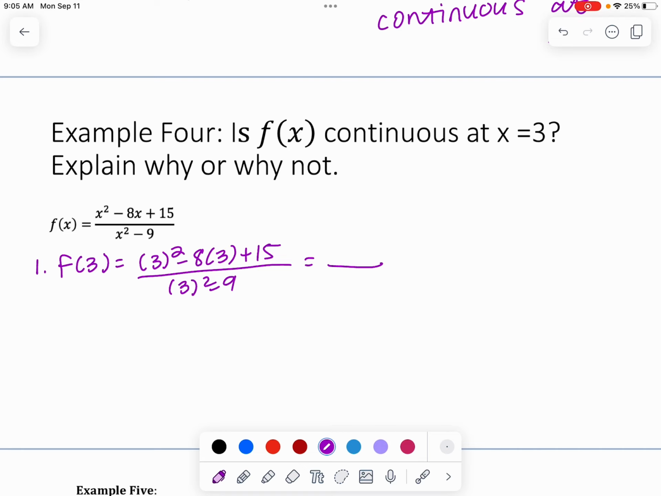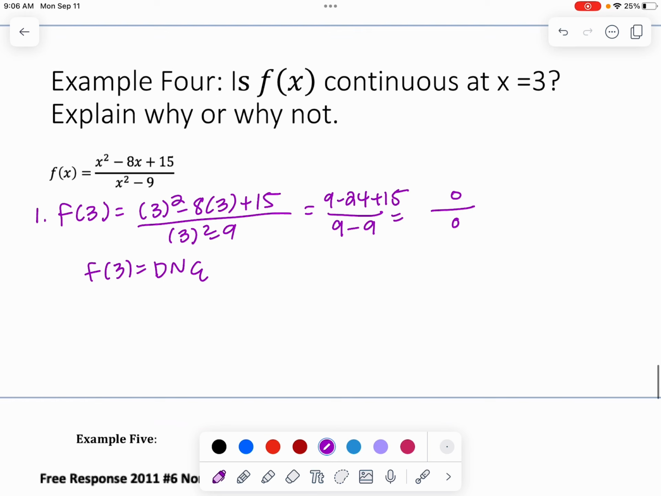On the top, you would get 9 minus 24 plus 15. On the bottom, you would get 9 minus 9. The numerator goes to 0. The denominator goes to 0, which means f of 3 does not exist, because anytime you divide by 0, it doesn't exist. Therefore, you don't need to continue, because if this first condition is not met, it is not continuous. So f of x is not continuous at x equals 3. You can just stop there.